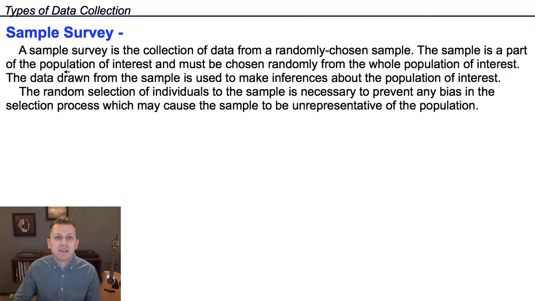So the definition here of a sample survey is it's the collection of data from a randomly chosen sample. Notice in the last example, I was just randomly asking every 15th person that left the subway station. The sample is going to be that part of the population of interest and must be chosen randomly from the whole population. The data drawn from the sample is used to make inferences about the population. The random selection of individuals to the sample is necessary to prevent any bias in the selection process, which may cause the sample to be unrepresentative of the population.